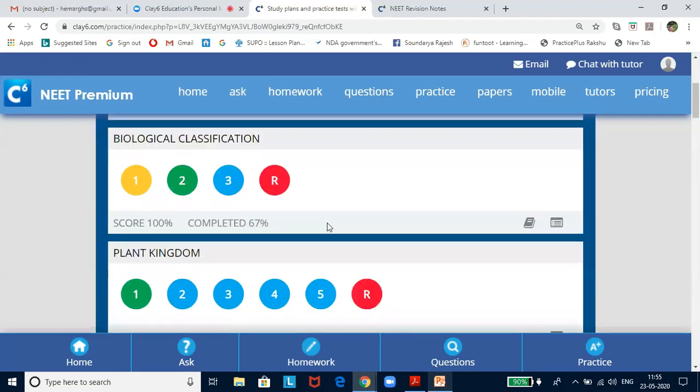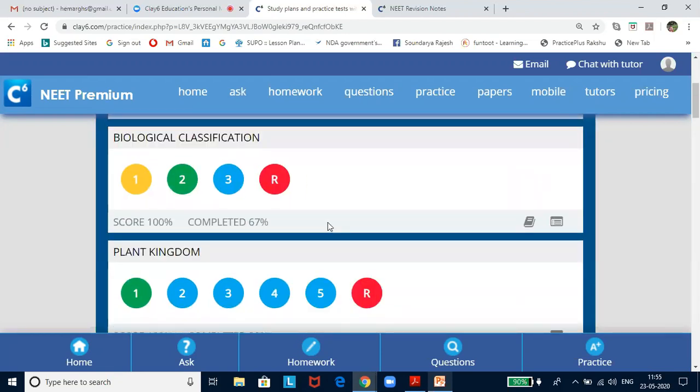Now here you will be seeing a lot of bubbles, and each colored bubble is a test. If you look at the green bubble, it means that you have completed the test, but you can revisit the test any number of times you want. Suppose you have scored less, then you can come back and take the test after learning all the concepts thoroughly. And suppose you want to revise even if you have got good marks, you can quickly do it.